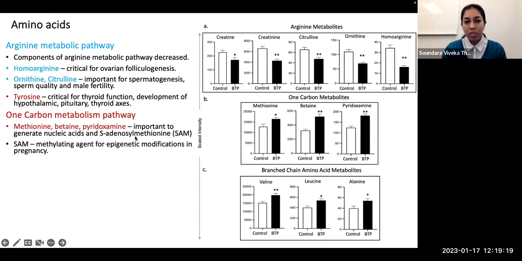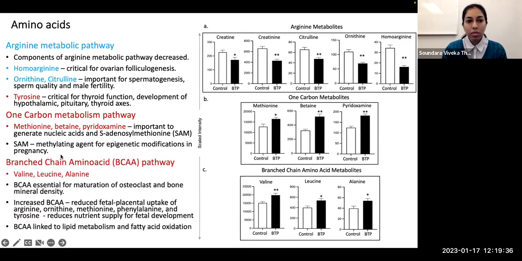The next amino acid pathway that we looked at was the one-carbon metabolism pathway, where one-carbon metabolites like methionine, betaine, and pyridoxamine were all increased in the biosolids group. Studies have shown that increased presence of these metabolites could be detrimental to normal fetal growth and development. The other pathway was the branched-chain amino acid pathway, which we also saw to be implicated in the pathway results that we saw earlier. So valine, leucine, and alanine, which are part of this pathway, were all increased in the biosolids group.